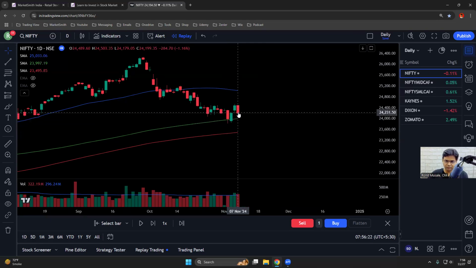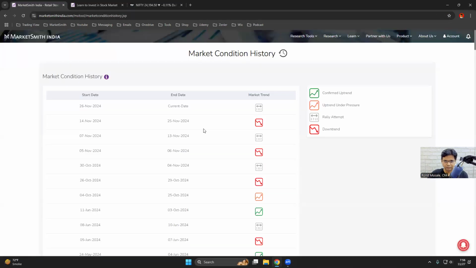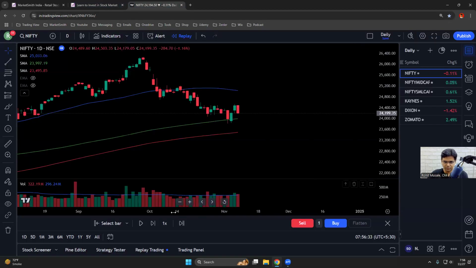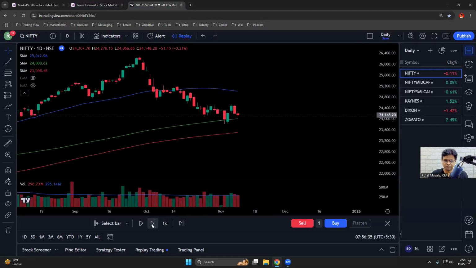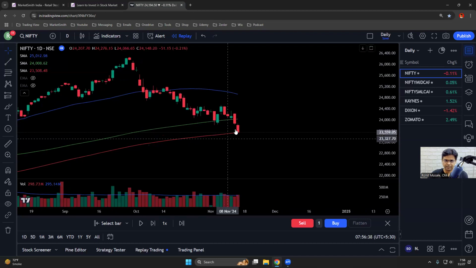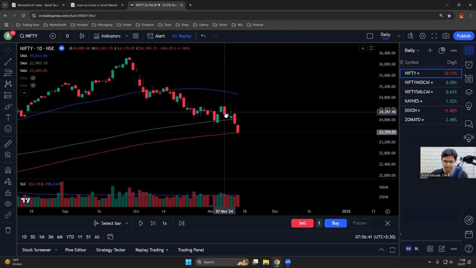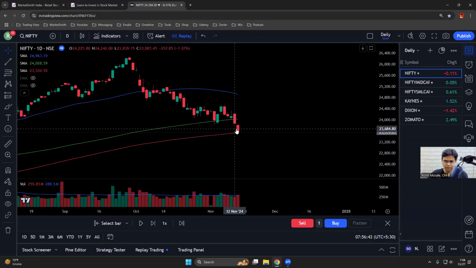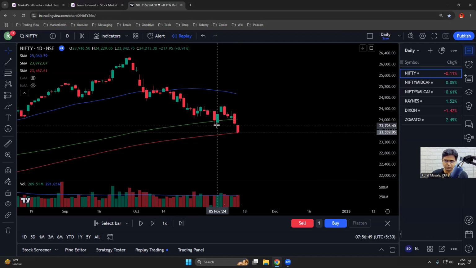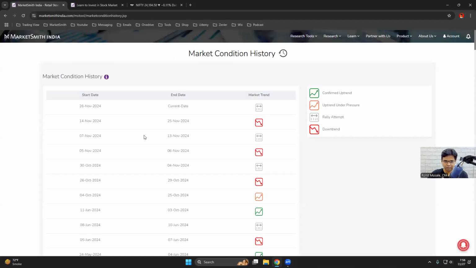So 7th of November, the rally attempt begins. Ends on 13 November. Why did it end? So let's go to 13 November. See, this is 13th November. So rally attempt starts here, and in 4 days, 1, 2, 3, 4, the rally attempt ends because this candle has closed below the low of this candle. That is why they say from 7 November to 13 November, the stock market staged a rally attempt and that rally attempt failed.